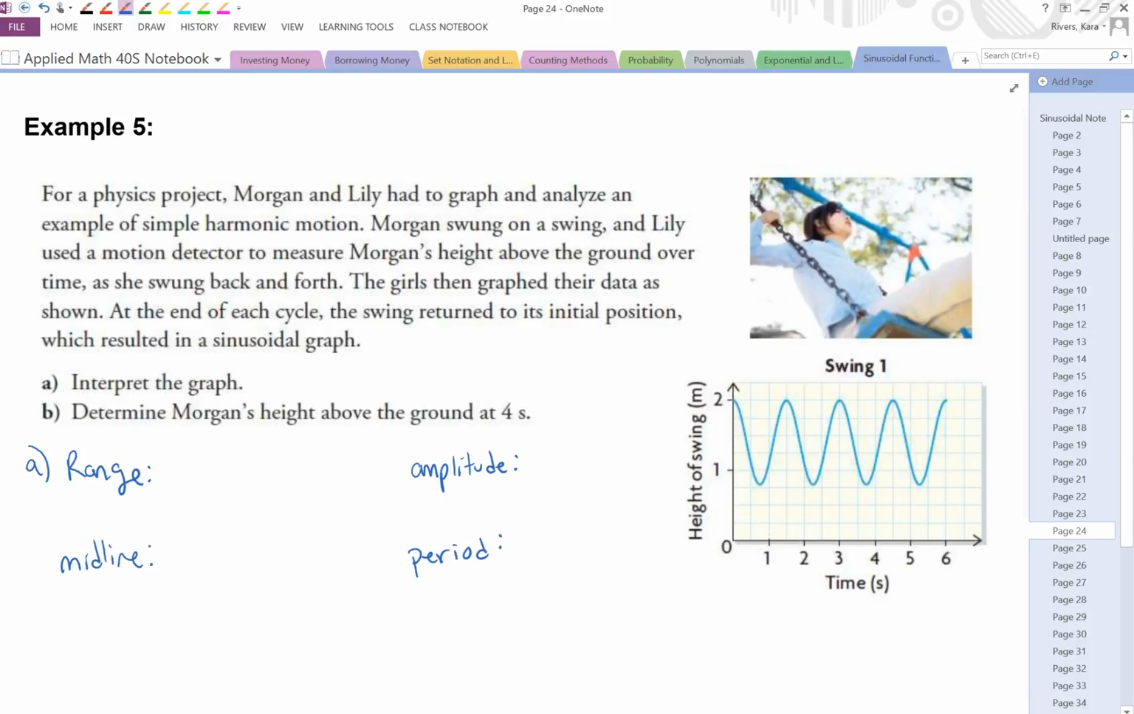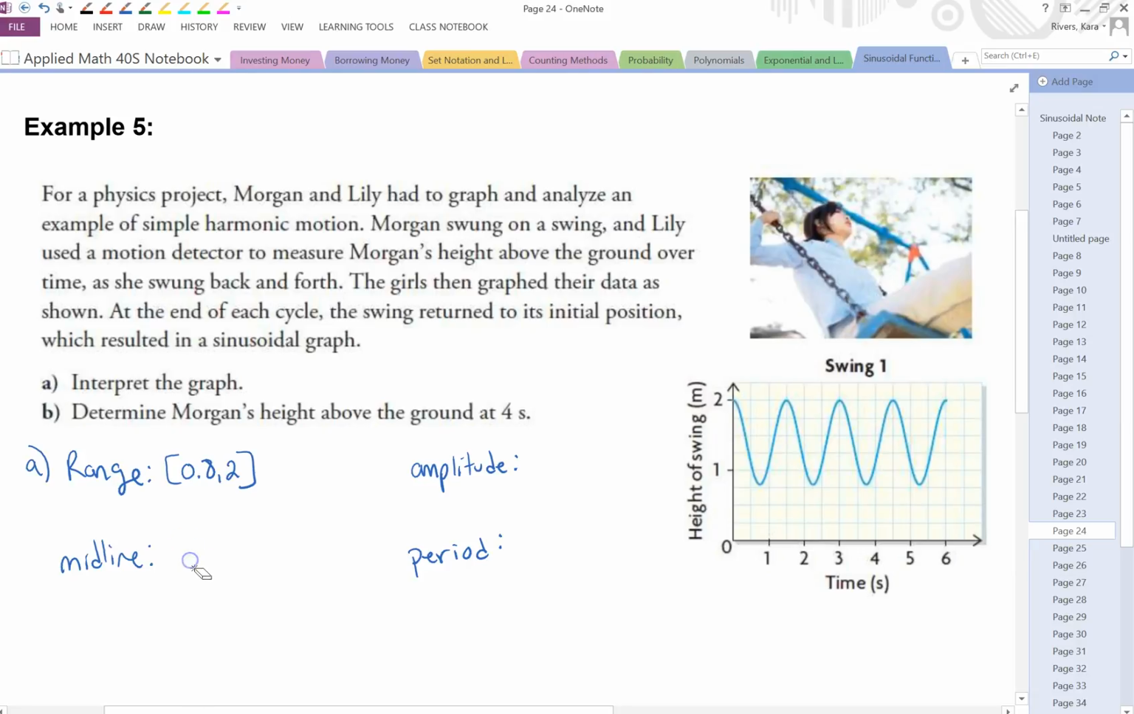Alright, so let's take a look at the range here. And we can see the range if we go, every box is 0.2, I believe. So our range goes from approximately 0.8 to 2. Now the midline would be our max plus our min divided by 2.